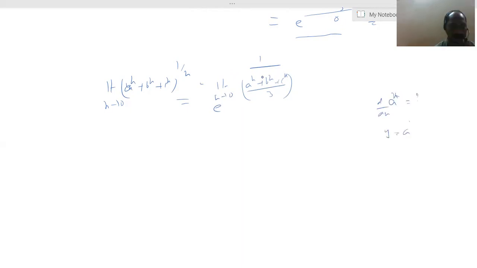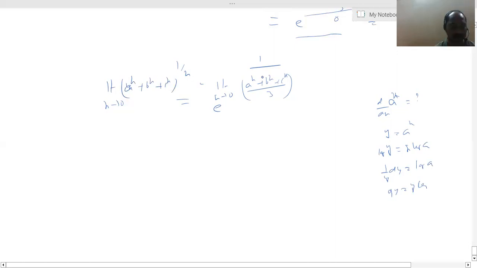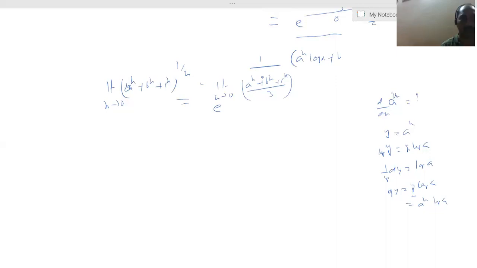Let y equal to a power x. Don't confuse this y with the earlier y; it is just an assumption. Take log y equal to x log a. Now its derivative: dy by y equals log a, so dy equals y times log a. That means the derivative of a power x is a power x into log a. We get a power x log a plus b power x log b plus c power x log c. This is the numerator derivative, and the denominator derivative is 1.